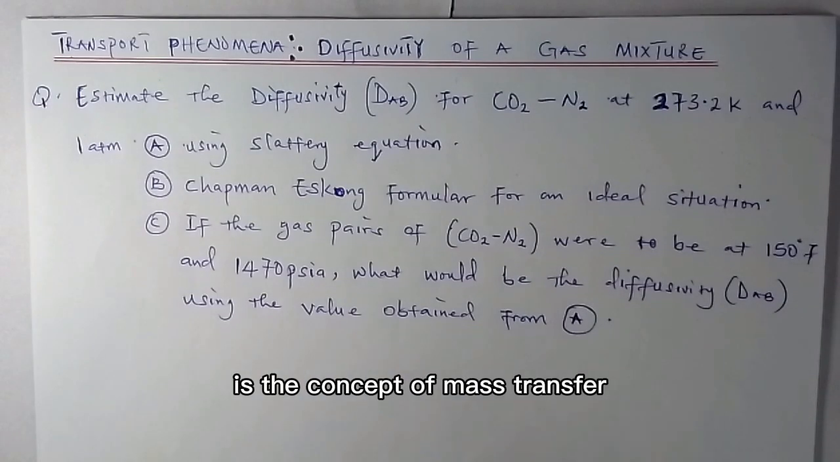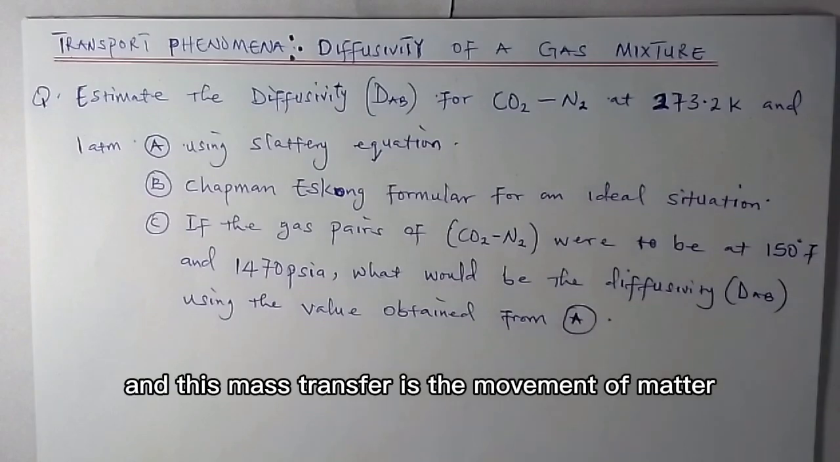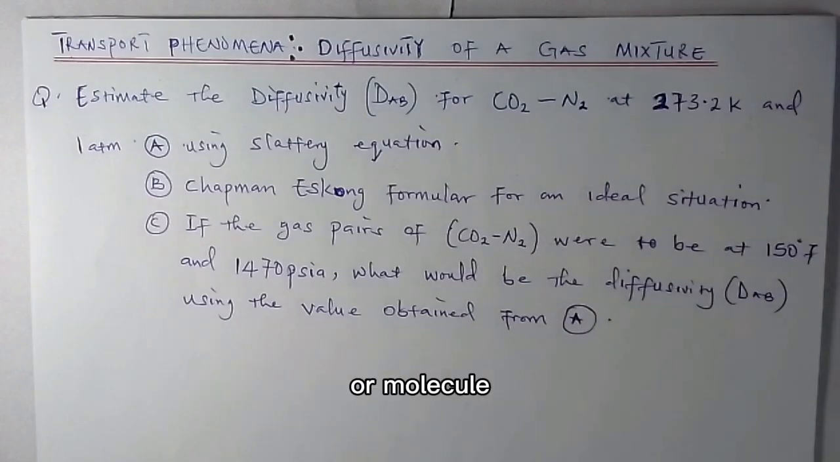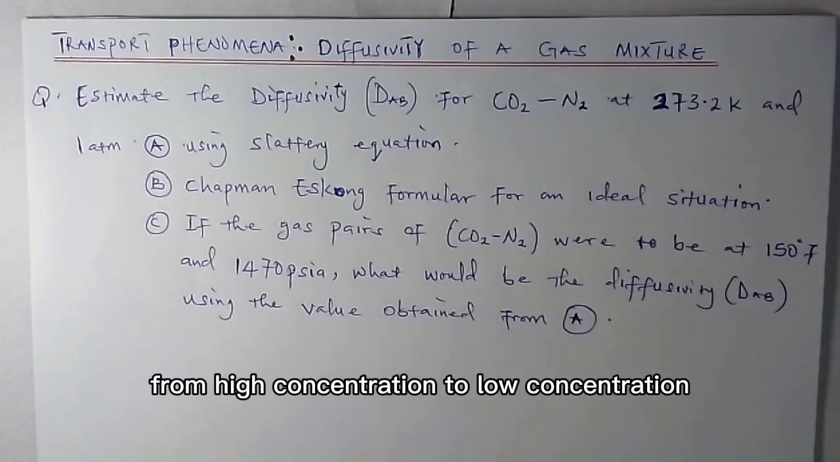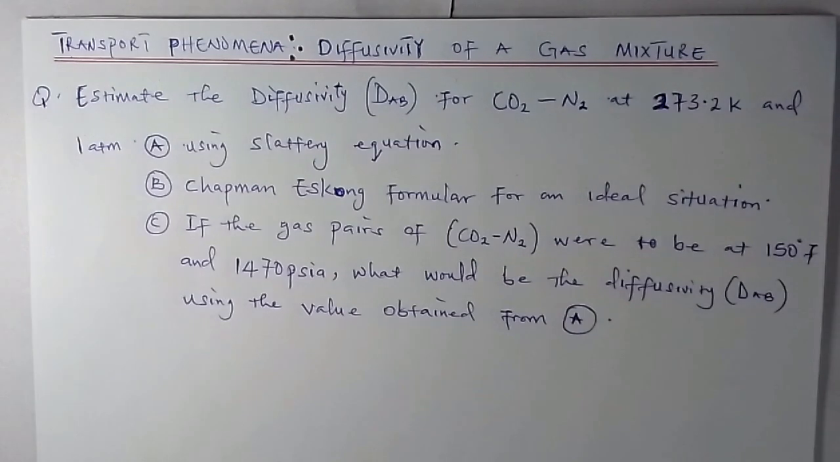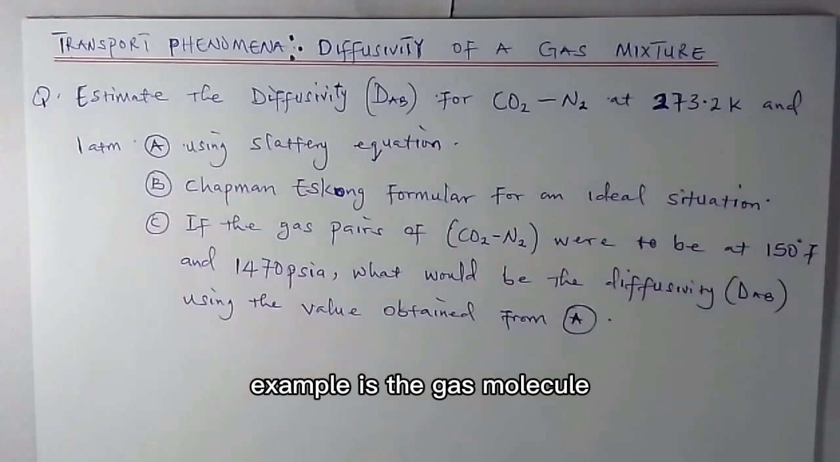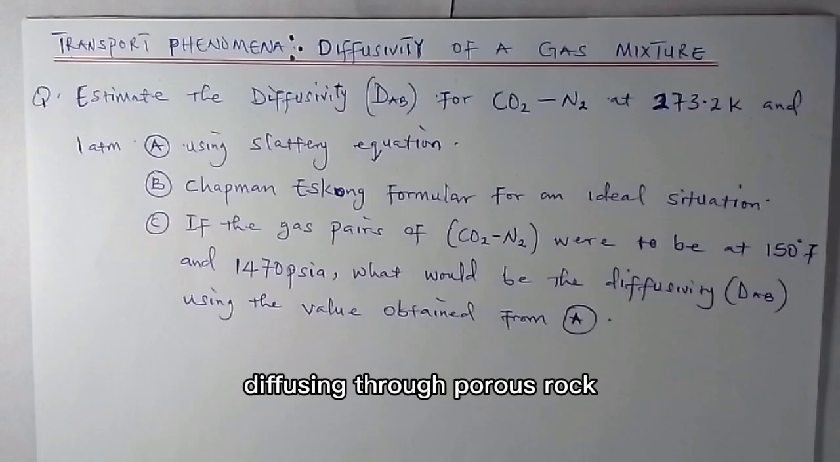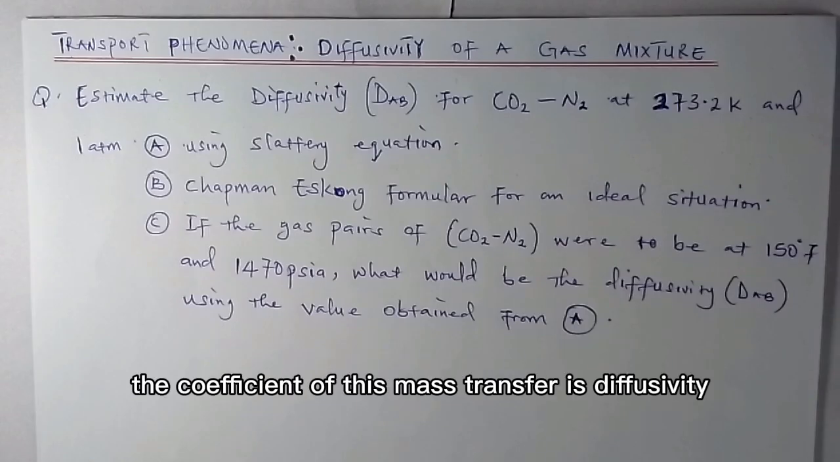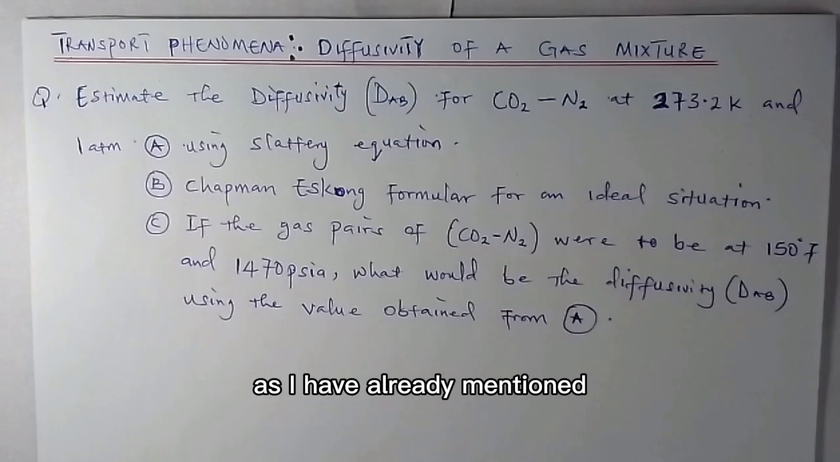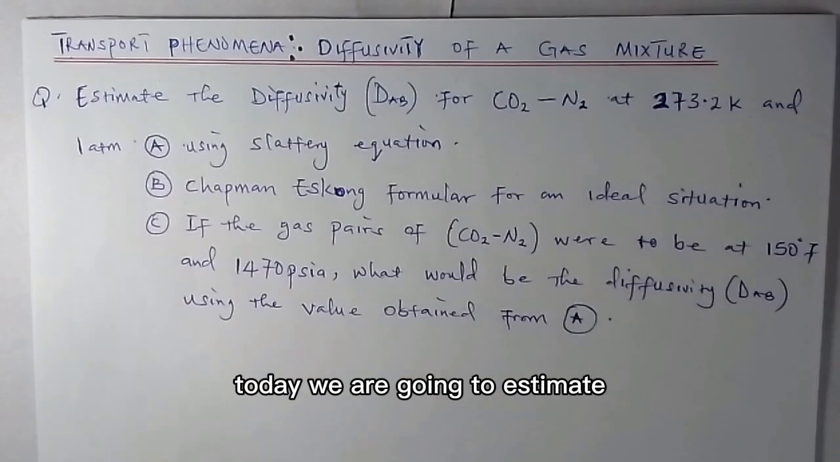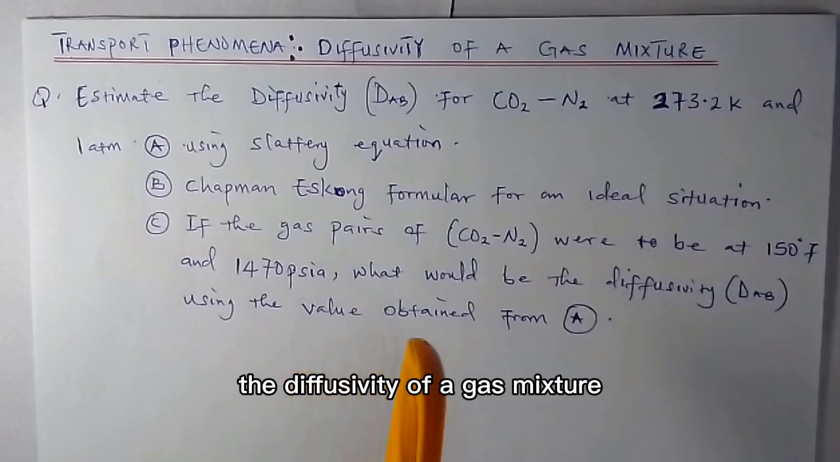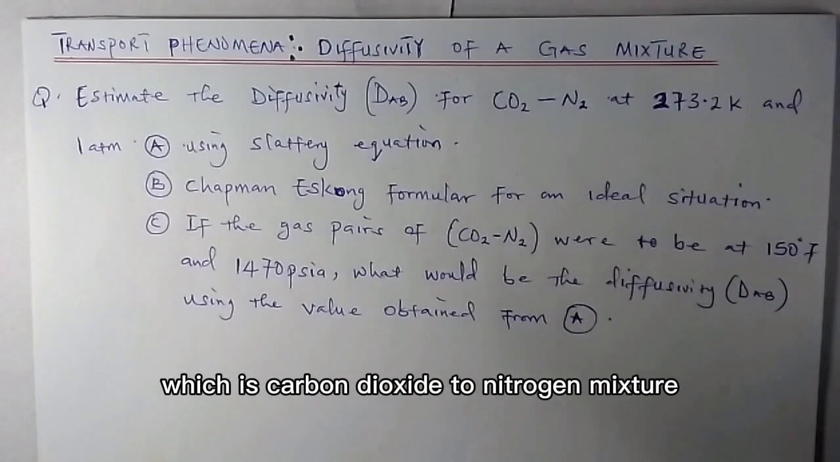Diffusivity is the coefficient of mass transfer, and mass transfer is the movement of matter or molecules from high concentration to low concentration. An example is a gas molecule diffusing through porous rock, or gas separating from oil. The coefficient of this mass transfer is diffusivity, as I have already mentioned. Today, we are going to estimate the diffusivity of a gas mixture, which is a carbon dioxide and nitrogen mixture.